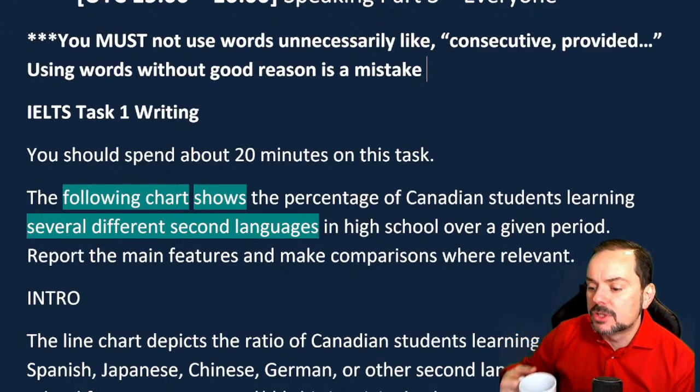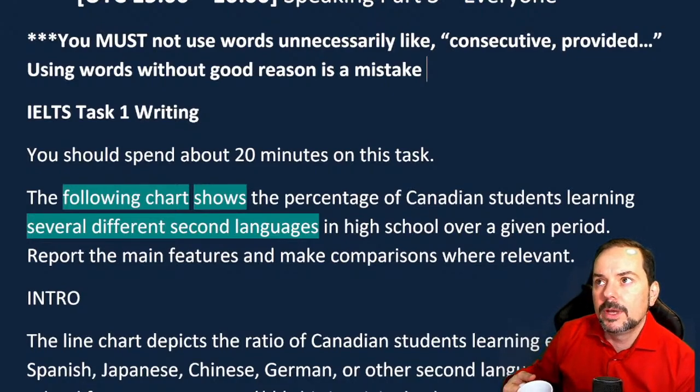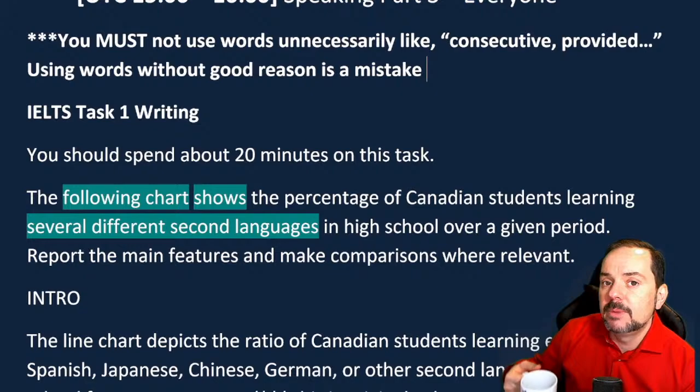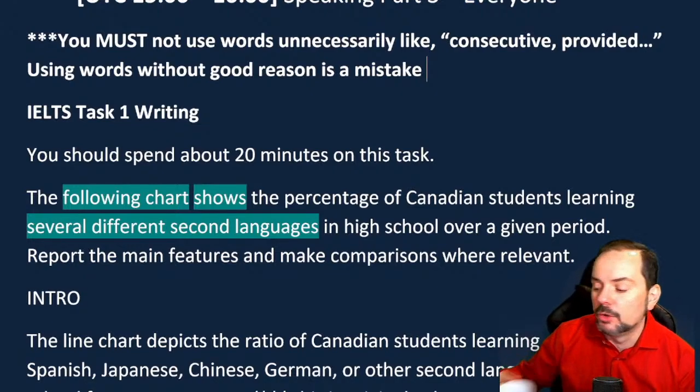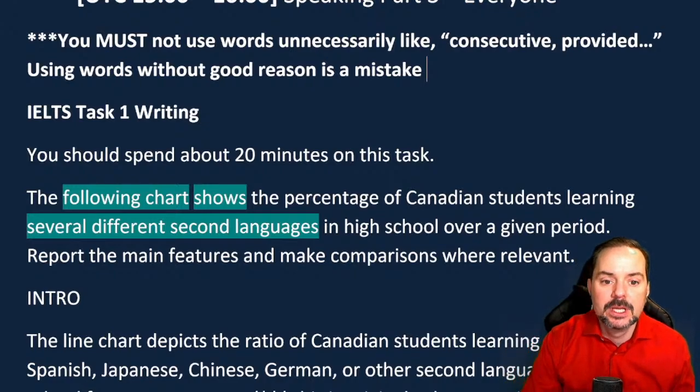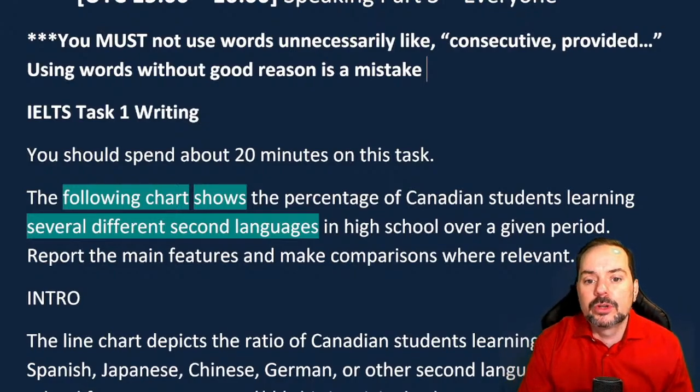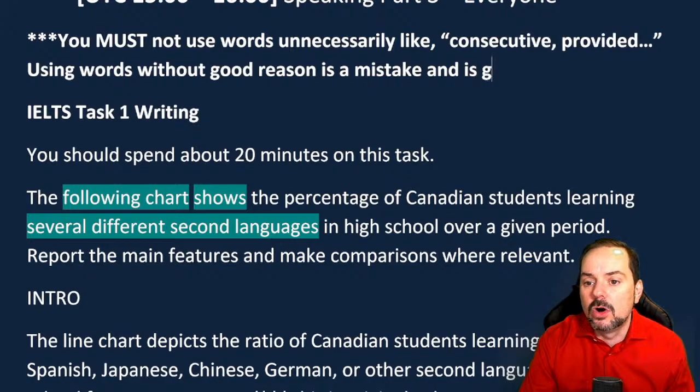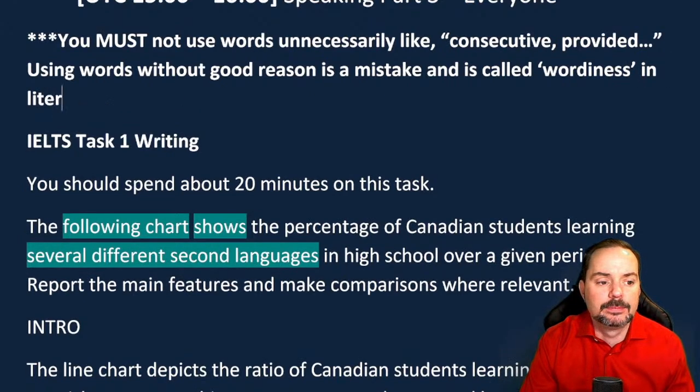Yeah, so Arda says it's called wordy. So in everyday language we call it wordy, but in literature there's actually a word for it. It's called wordiness. Okay, so using words without a good reason is a mistake and is called wordiness in literature.